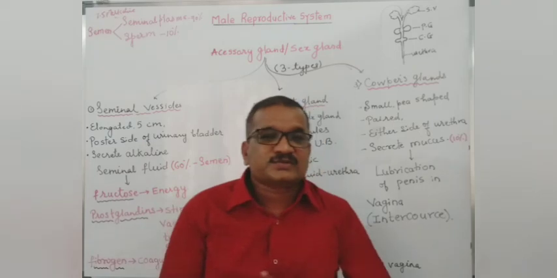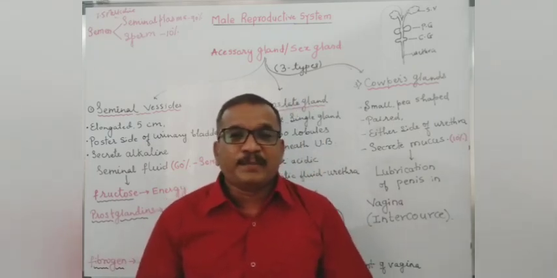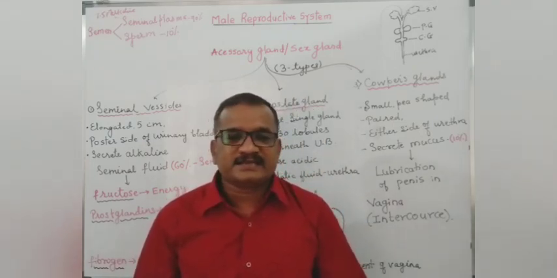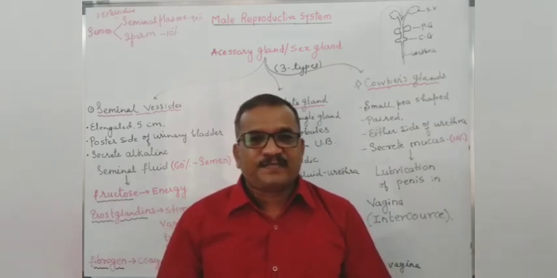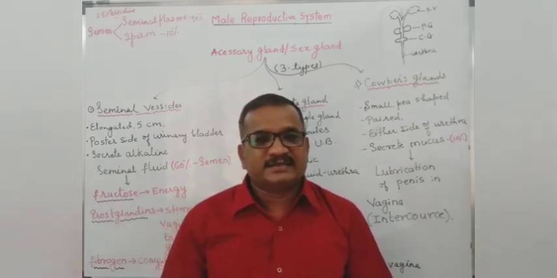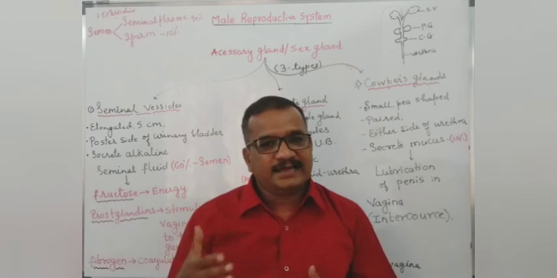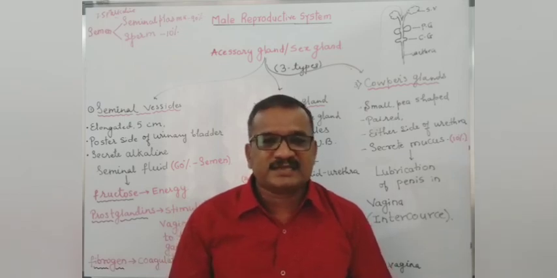So now we have completed the male reproductive system. In the next lecture, we are going to see the structure of testes, in which we will see seminiferous tubules, how the formation of sperms takes place, and the process of gametogenesis. In gametogenesis, we are going to see spermatogenesis.